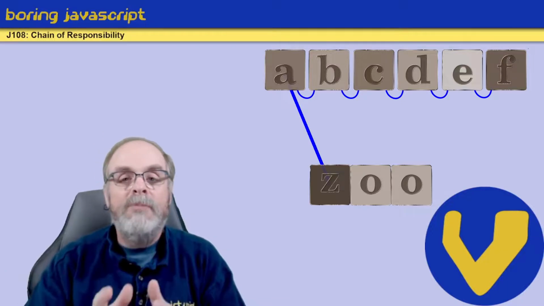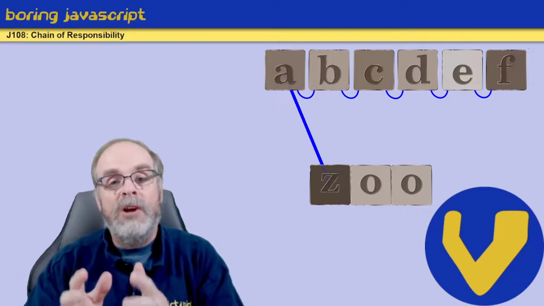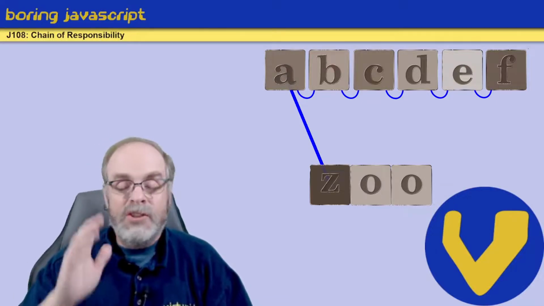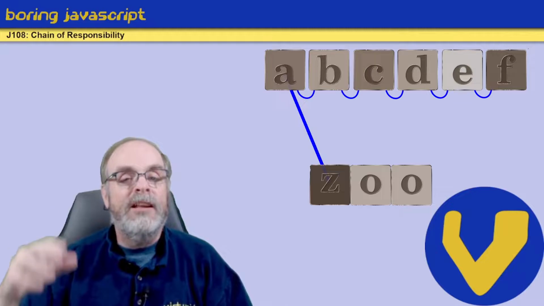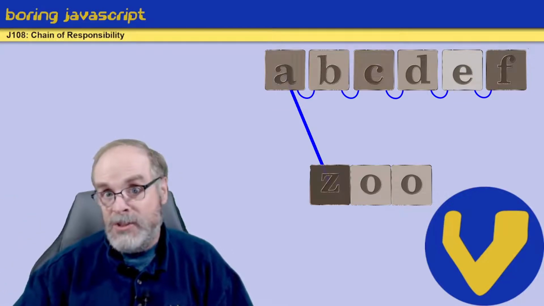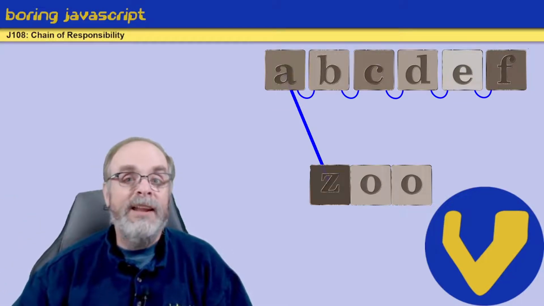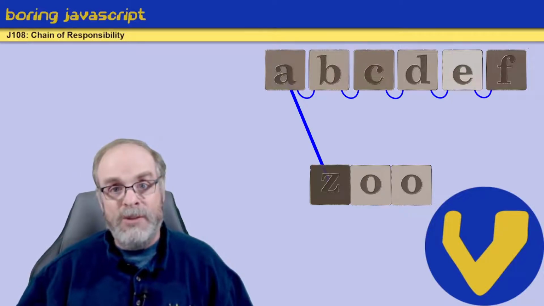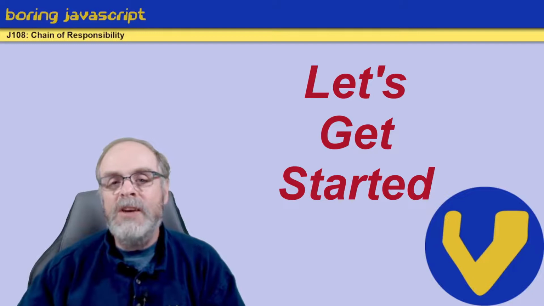So once an object satisfies that particular request, it stops and sends that request back to the sender. Otherwise, it just keeps sending the request down the chain until it is either satisfied by some other object or it is not satisfied at all. And so that's how the chain of responsibility works. You want to see how to do it in JavaScript?